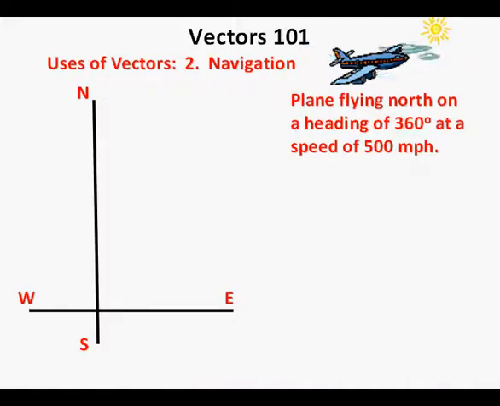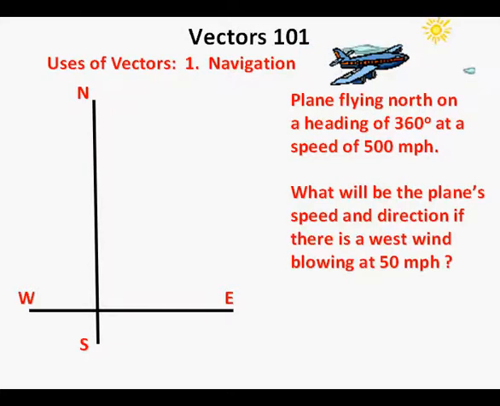Now we'll look at another use of vectors, navigation. You'll often see this in plane flights, how the prevailing winds change the speed and direction of flight. You can also see this with boats reacting to water currents. For this example, we'll have a plane flying northward at a speed of 500 miles per hour. What would be the plane's speed and direction if the plane encounters a west wind blowing at 50 miles per hour?